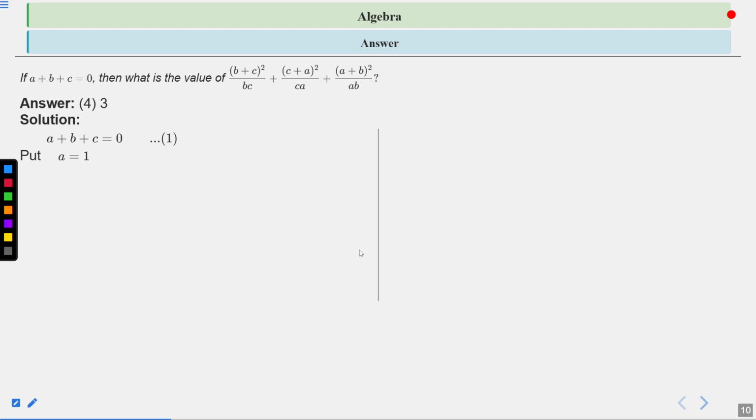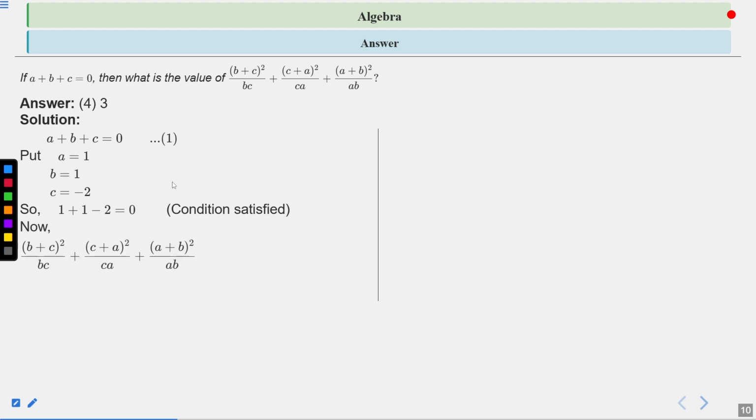So put a equals 1, b equals 1 and c equals -2. Then what do we get? We get 0 when we put a equals 1, b equals 1 and c equals -2. So 1 plus 1 is 2 and -2 becomes 0. So 1 plus 1 minus 2 becomes 0, condition satisfied.